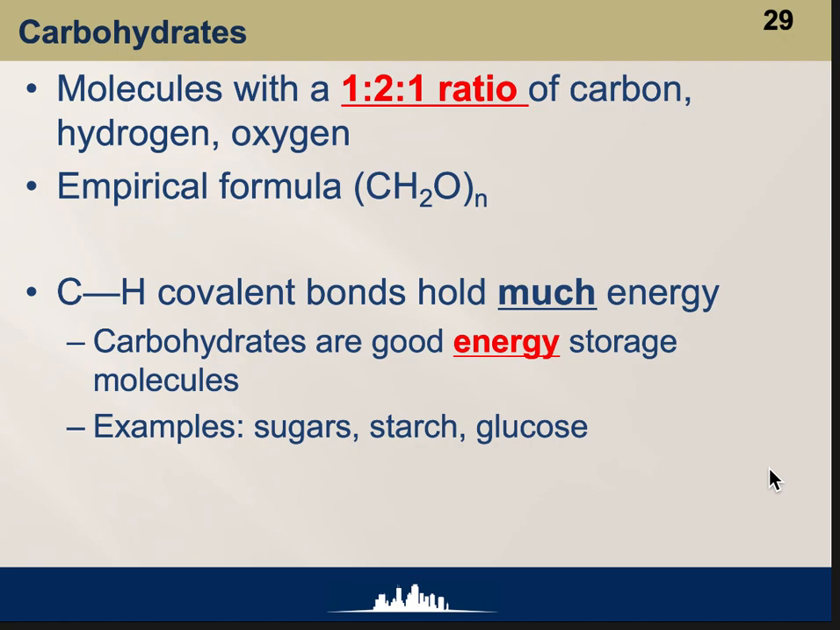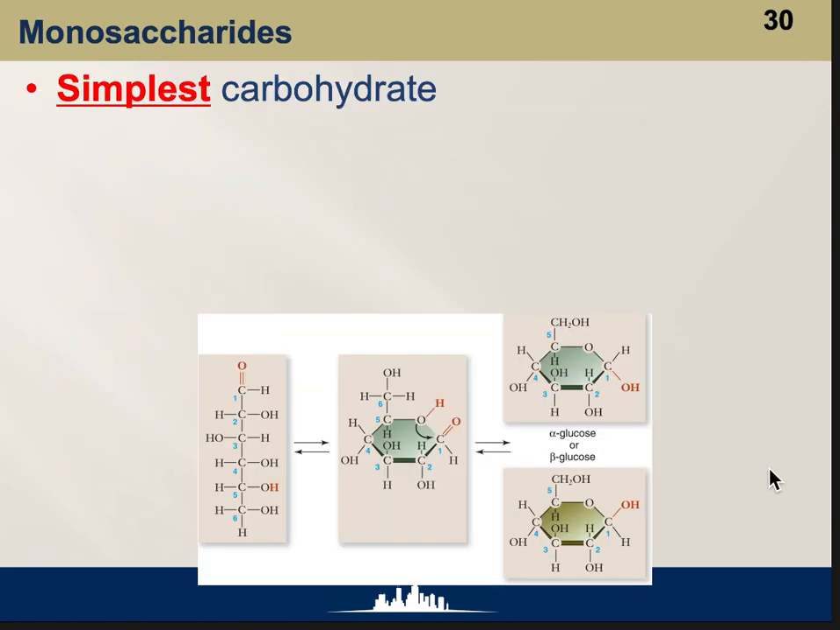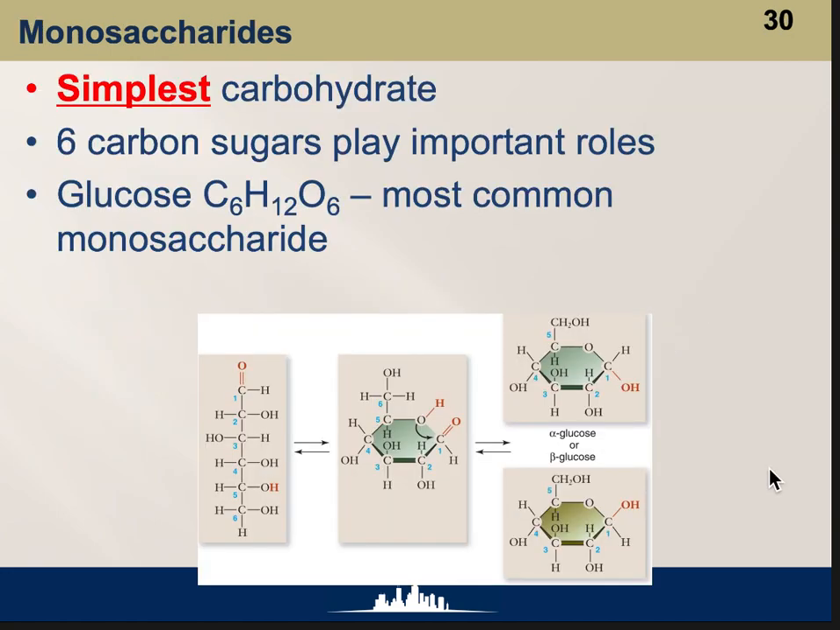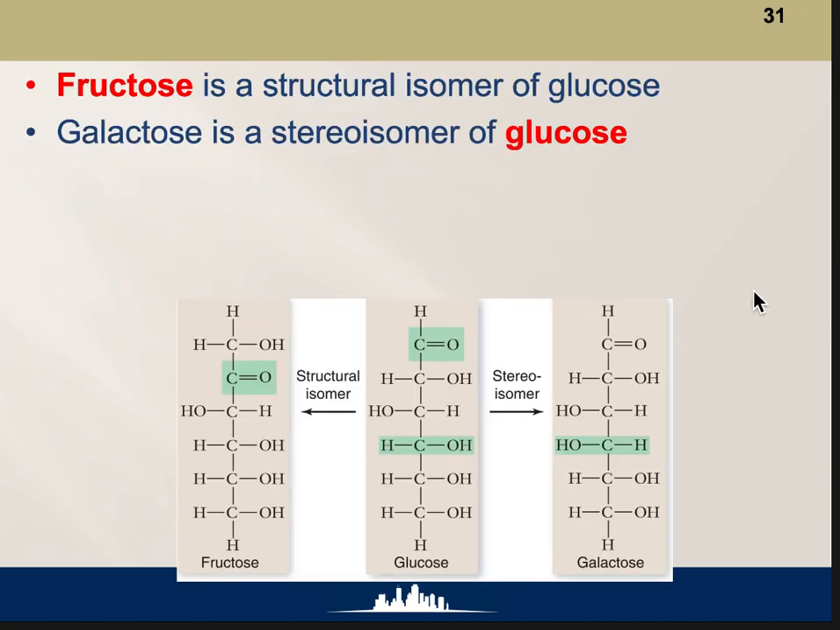So CH covalent bonds will hold a lot of the energy. Carbohydrates are good energy storage, and some examples of these are sugar, starch, and glucose. Monosaccharides are the simplest carbohydrate here, and we can see that it's a 6-carbon compound. We can see that it's in the ring structure or the straight structure, the chain. And like I just talked about, glucose, C6H12O6, you do need to know that formula, is the most common monosaccharide.